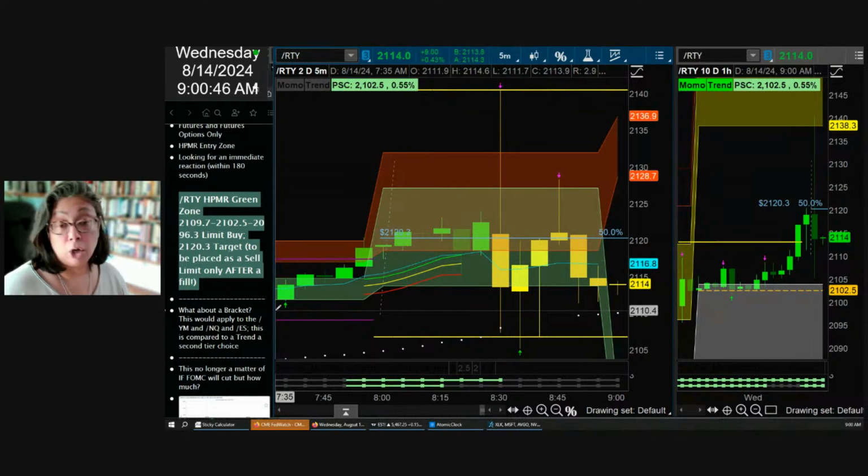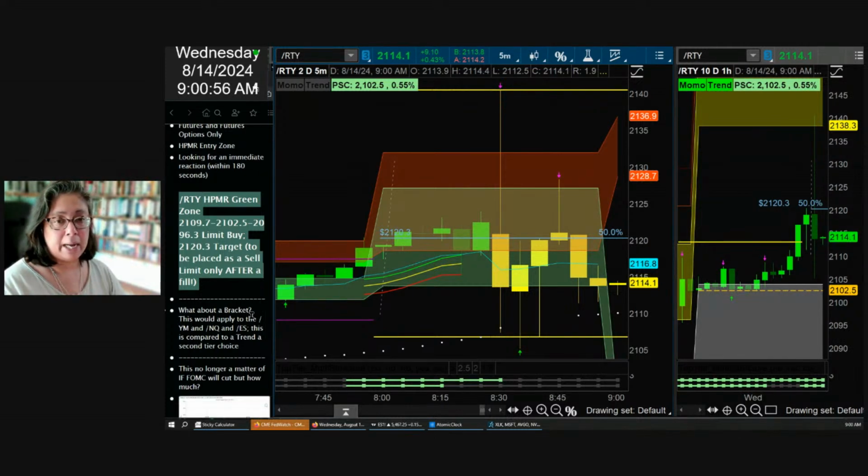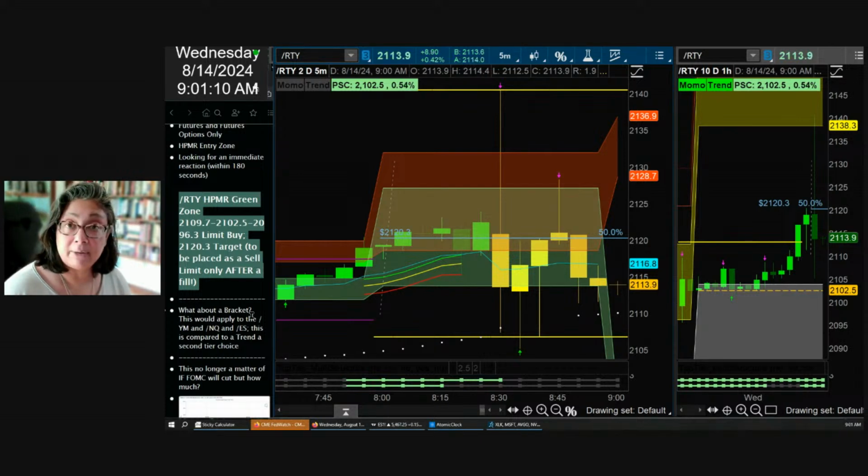Our long setup this morning was a range on the RTY between 2109.7 and 2096.3, looking for a pullback into that area with an immediate reaction. In other words, we park a limit order. We try to take advantage of that wick. It is not a market order. I'm not playing a video game where I'm trying to catch that wick. Impossible, right? And market orders leave a lot of slippage, especially in a high volatility, high impact, hot zone like CPI. So we placed a limit order, and it was a very quick in and out.